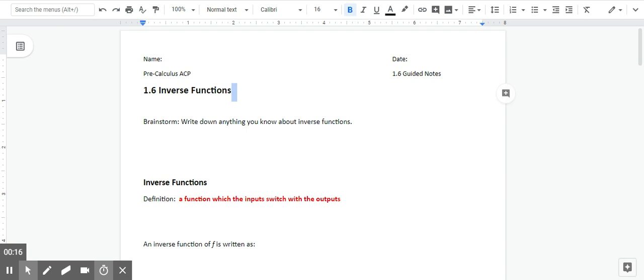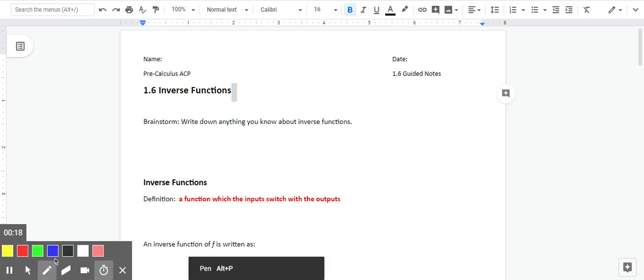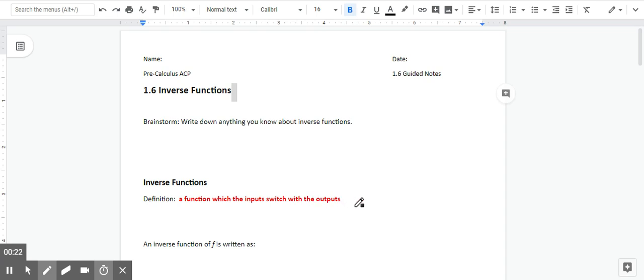So first, let's think about the definition of an inverse function. That is a function in which the inputs switch with the outputs. So inputs are x values and outputs are y values. If you think of that word inverse, it's like the opposite, maybe something switching. So we're switching the x and the y.